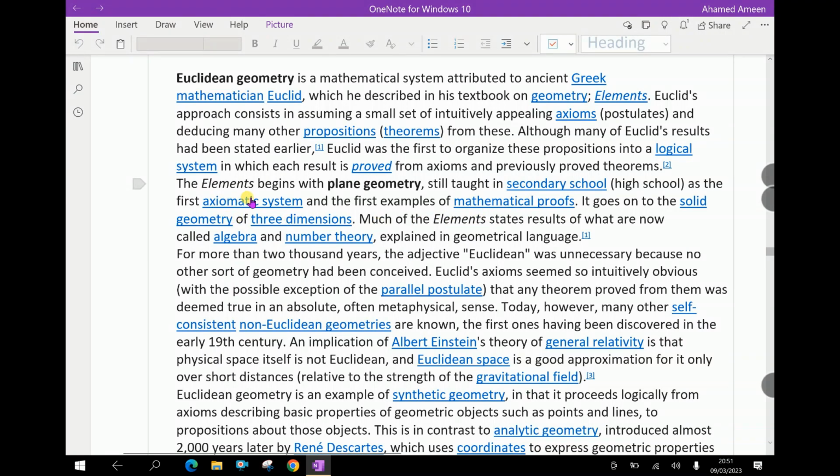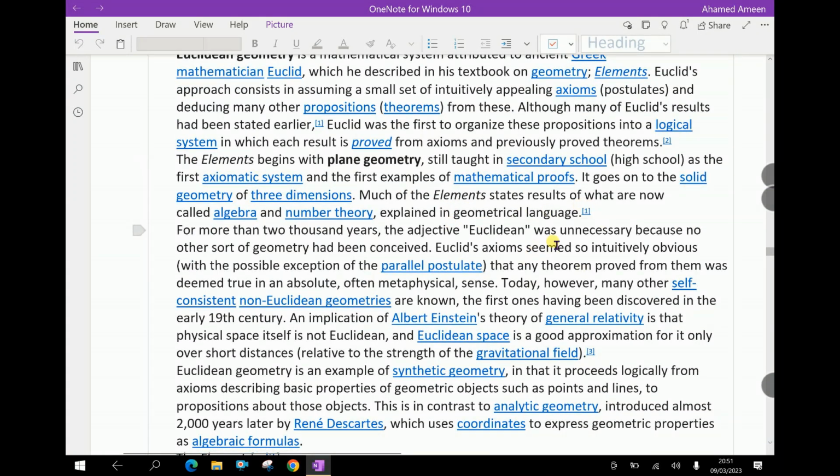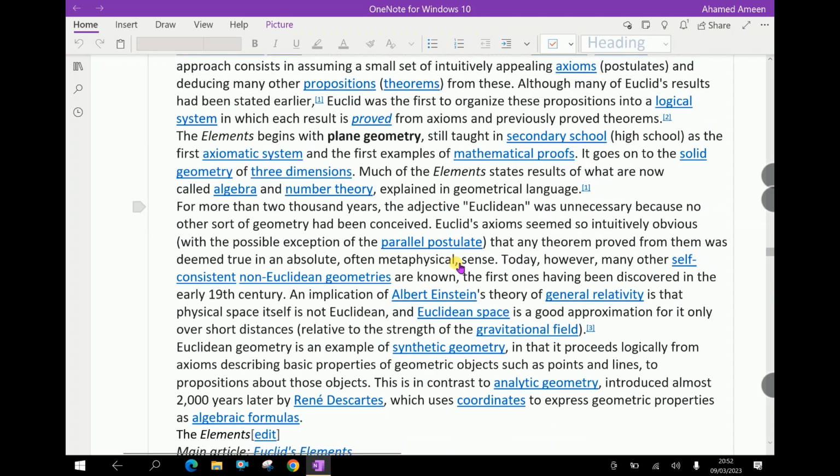The Elements, the book he has written, begins with plane geometry, still taught in secondary schools, in high schools, as the first axiomatic system and the first examples of mathematical proofs. It goes on to the solid geometry of 3 dimensions. Much of the Elements states results of what are now called algebra and number theory, explained in geometrical language.